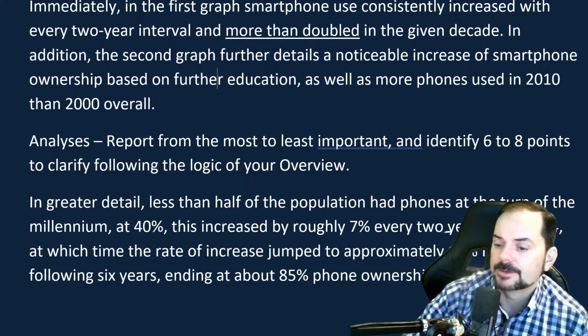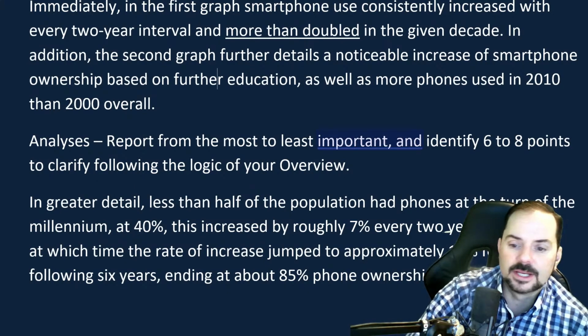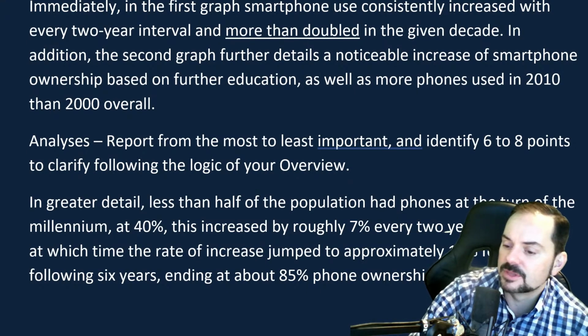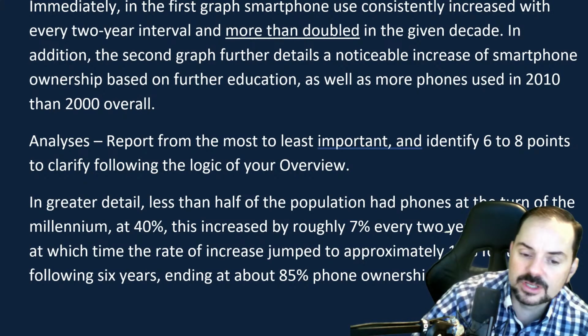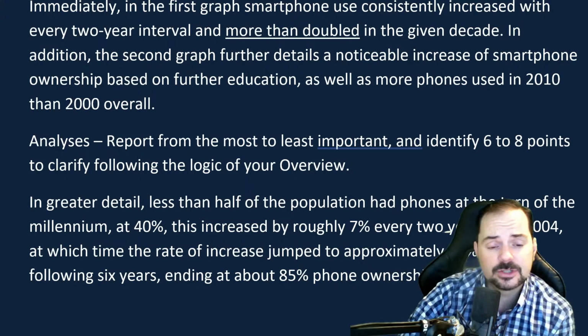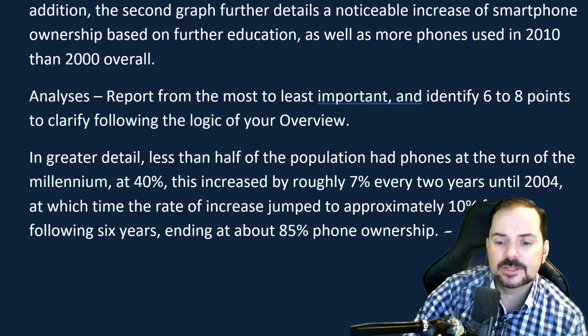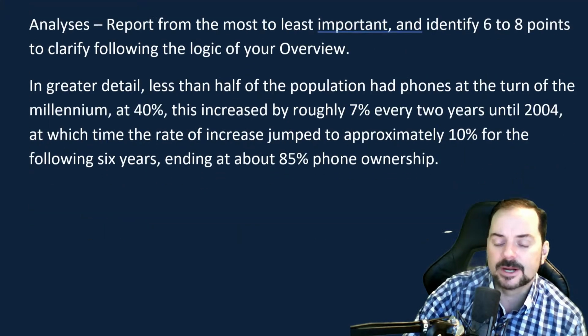Okay. All right. Raquea writes, in greater detail, less than half of the population had phones at the turn of the millennium. Okay. At 40%, this increased by roughly 7% every 2 years until 2004, at which time the rate of increase jumped. So you are copying what I'm writing, and that's good practice too, Raquea. Okay. All right. So that's 1, 2, 3. Not a lot there.